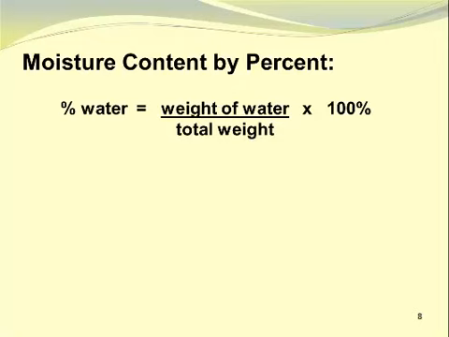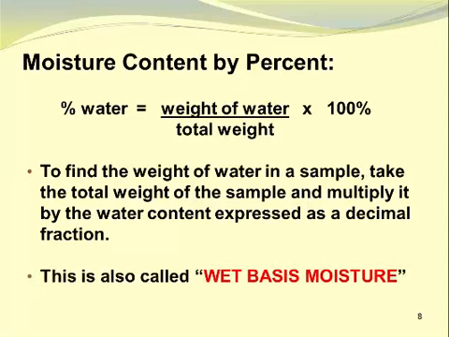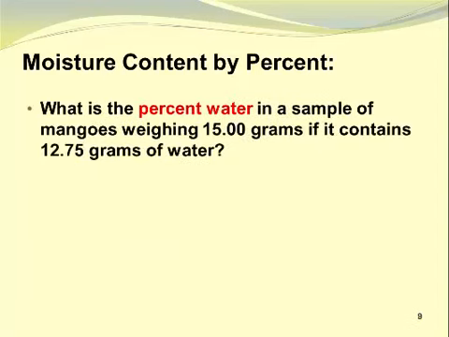Percent water can be defined as the weight of water divided by the total weight of the sample times 100%. To find the weight of water in a sample, take the total weight of the sample and multiply it by the water content expressed as a decimal fraction. This is also called the wet basis moisture.